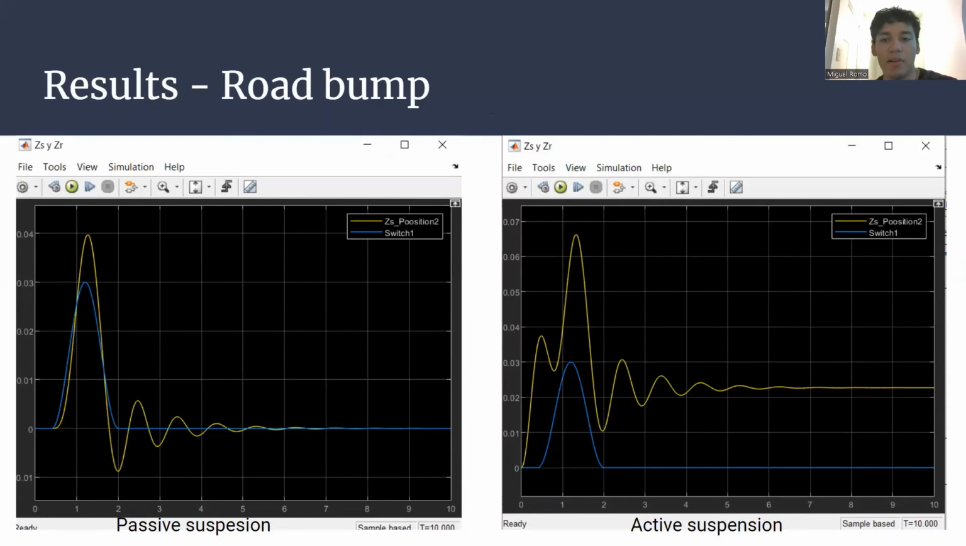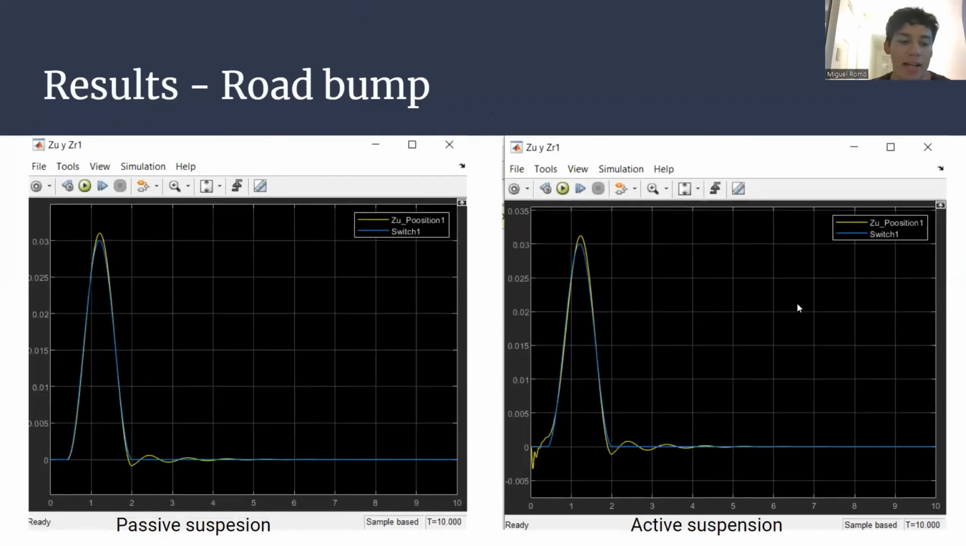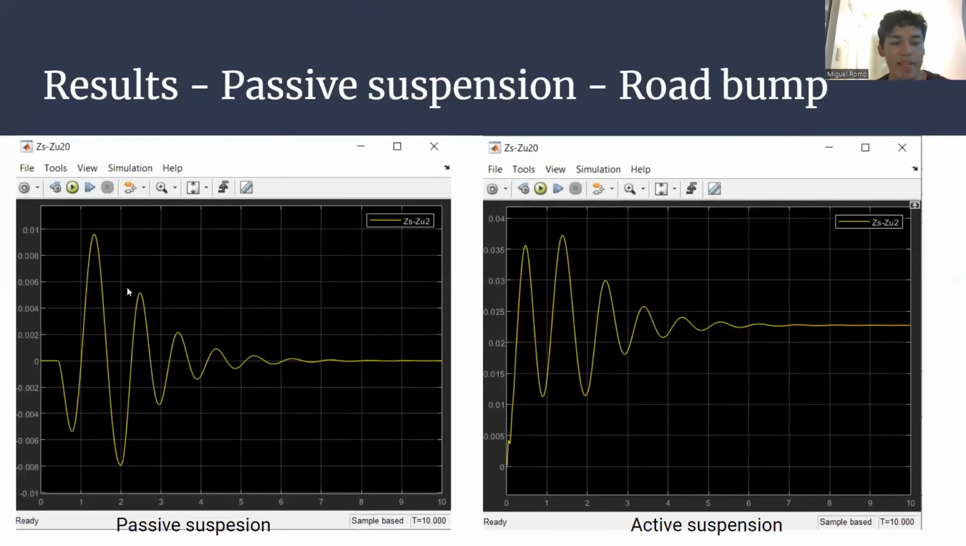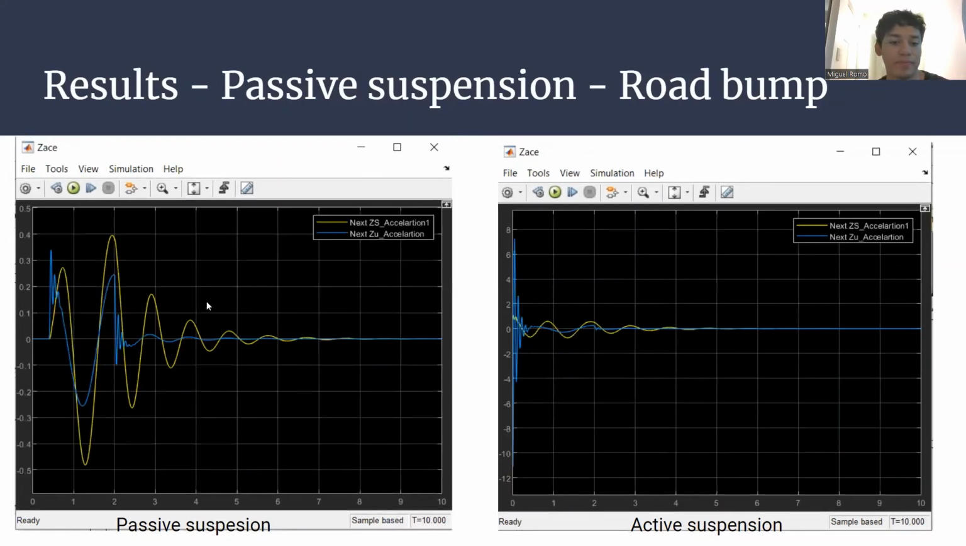Here we have the results of the Simulink. On the left, we have the passive suspension. We can see that the passive suspension doesn't move a lot. Meanwhile, the active suspension moves a lot more. Here's the road bump test. And now we have the difference between the CU and CS. We can see that there's more difference in the passive suspension, and this is because the suspension doesn't move a lot. That's why there's more difference.